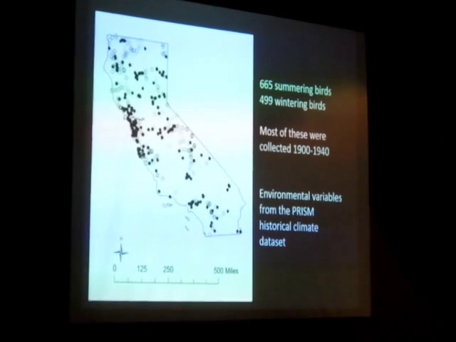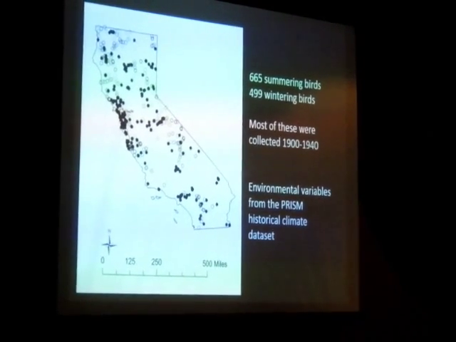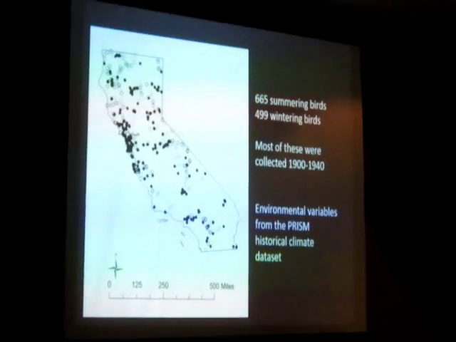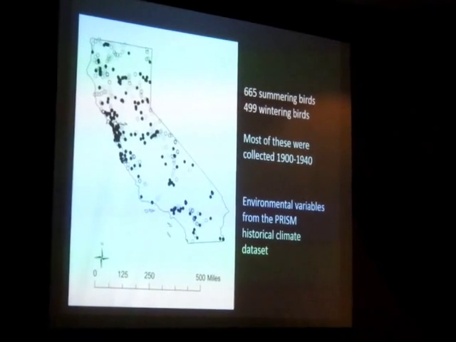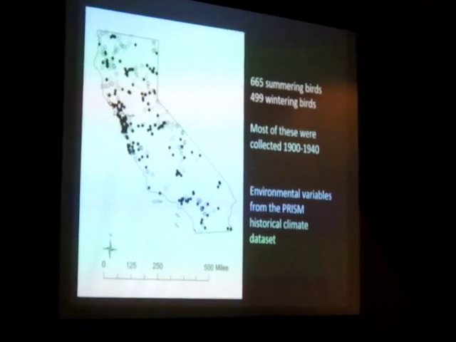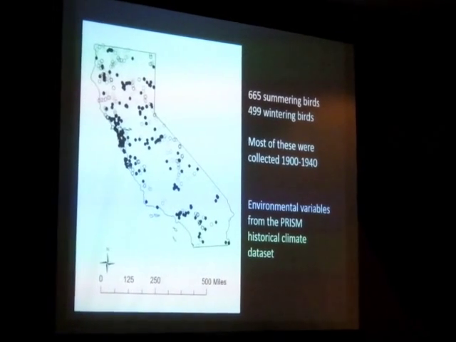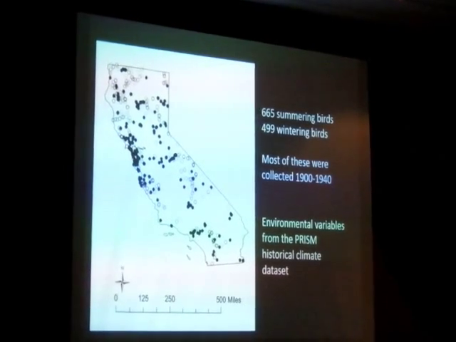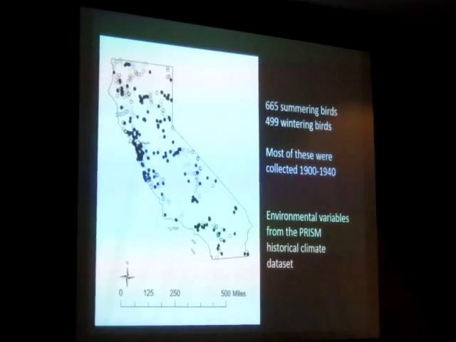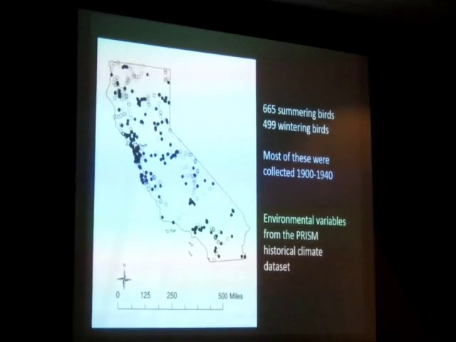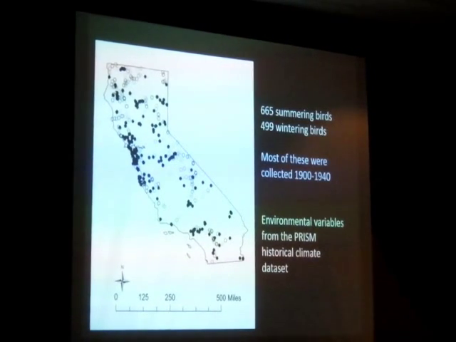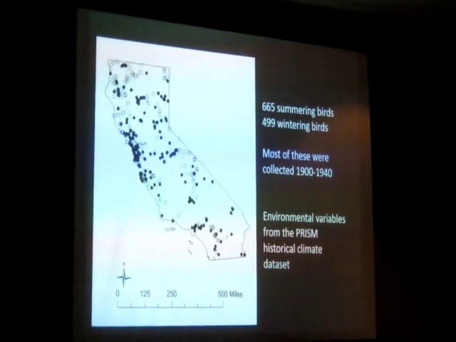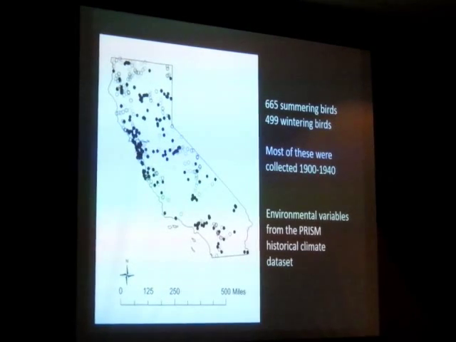Most of these birds were collected between 1900 and 1940. That's just when people were collecting a lot of juncos in California. We do have some more recent ones also. And to match these birds with environmental variables that match where they were and when they were, we use the PRISM historical climate data set. So this lets us take a bird collected in 1940 at a specific location and look at what the environment was like in 1940 there and in 1939 there and so on backwards, and get a sense of what that bird was experiencing in its life and also what its ancestral populations might have been experiencing.